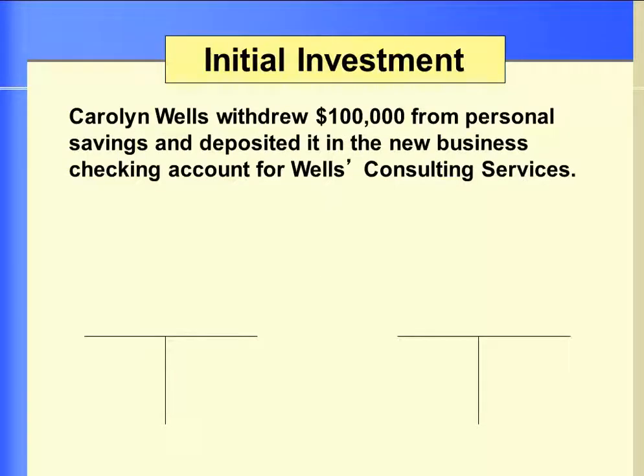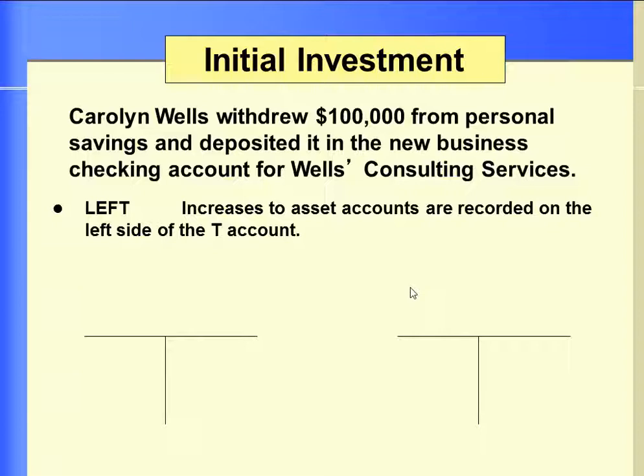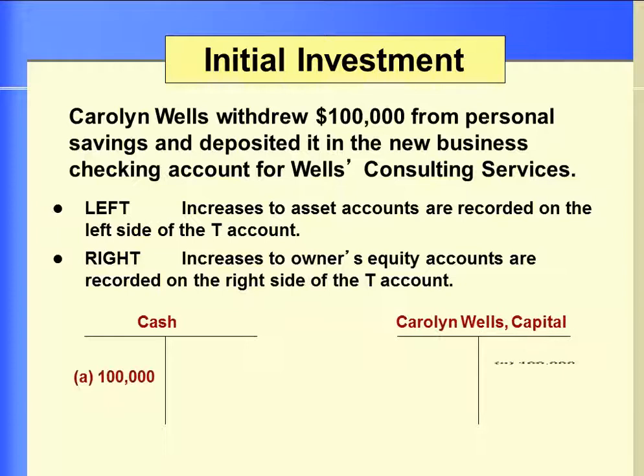So here's an example. Carolyn Wells, so from the prior chapter, we're going along with the same example. She invested $100,000 in the business. So here's two accounts over here. This is going to be the cash account. This will be the capital account. So the left side, increase the asset accounts. Asset accounts are recorded on the left side of the T account. Right side, increases to owner's equity accounts are recorded on the right side.